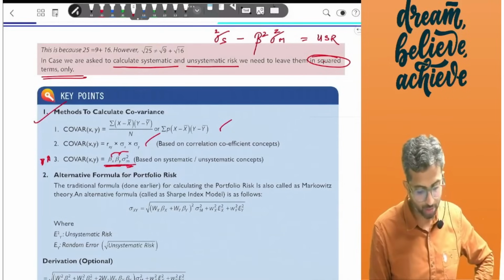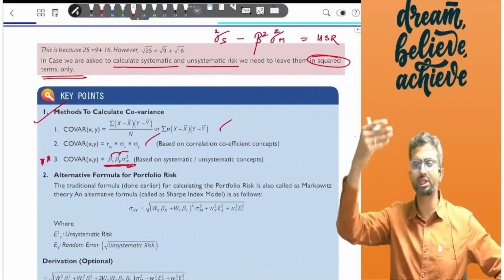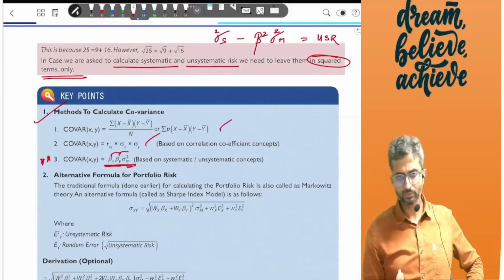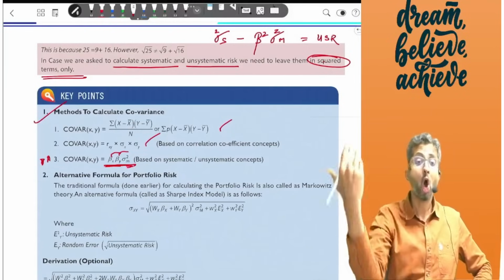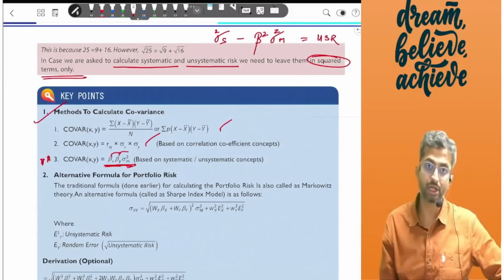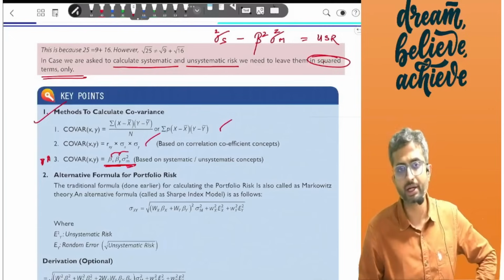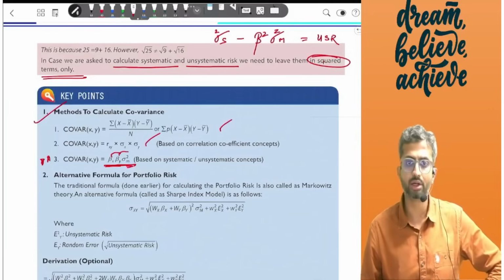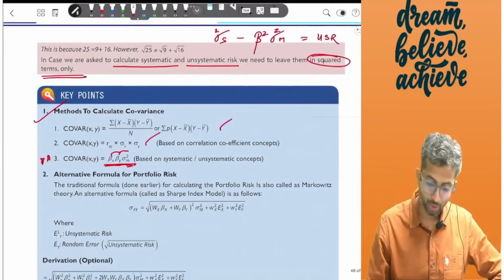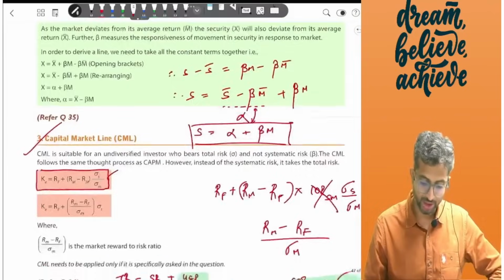When do we use this formula? Well, if data regarding individual securities is not given, that data series is not given, or correlation data is not given, standard deviation data is not given, but you have beta and variance of market, in which case you can use this formula to find the covariance.